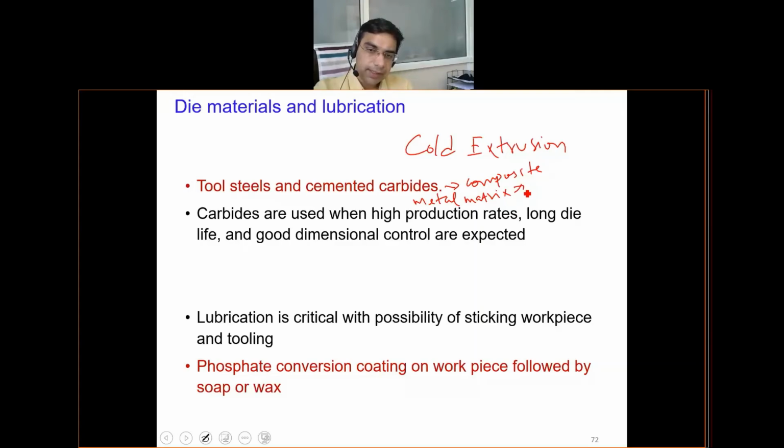These composites, metal matrix composites, we have discussed in the first module of this course. And these are expensive to produce, but they offer very high production rates with long die life. So a die can produce several thousands of parts without losing its dimensional tolerance. And in case of cold extrusion, we have a different set of lubricants applied, essentially to minimize the possibility of sticking of the workpiece with the tooling. So in this case, a phosphate coating is applied on the workpiece, which may be followed by soap or wax. So these are the lubricants used in the cold extrusion process.